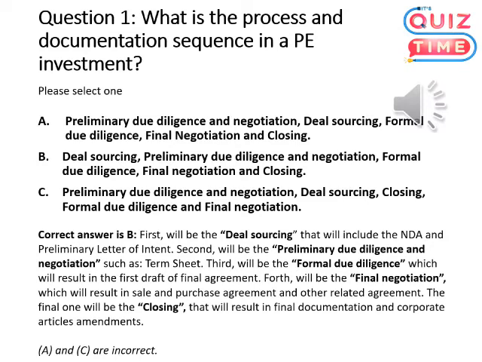Question 1. What is the process and documentation sequence in a private equity investment? Please select one answer. A. Preliminary due diligence and negotiation, deal sourcing, formal due diligence, final negotiation and closing. B. Deal sourcing, preliminary due diligence and negotiation, formal due diligence, final negotiation and closing. C. Preliminary due diligence and negotiation, deal sourcing, closing, formal due diligence and final negotiation.